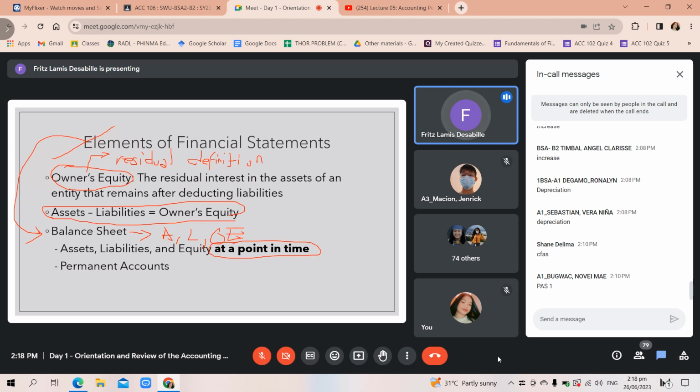What does it mean, at a point in time? Point in time simply means, I guess it's understandable, at a certain date. For example, usually the financial statements have a date. I'm sure you're familiar with the date on financial statements.